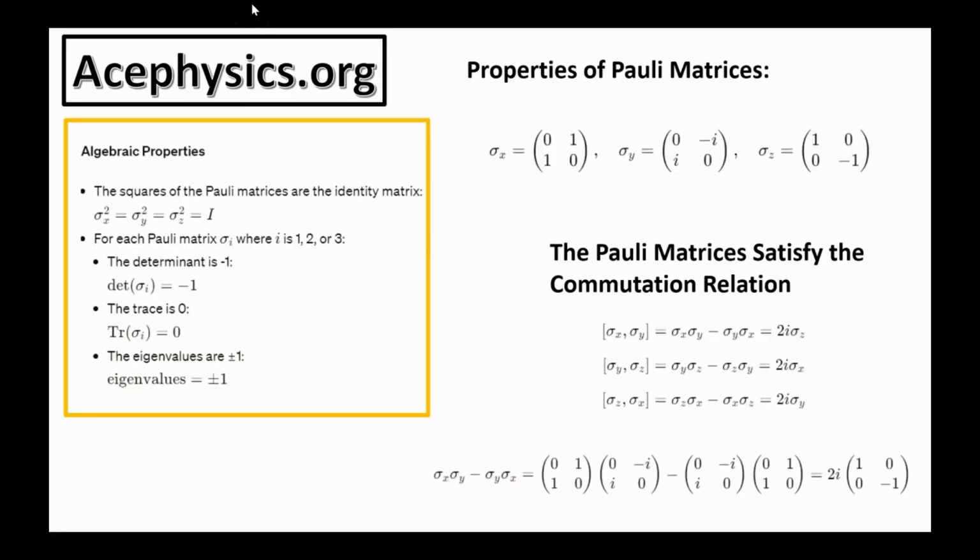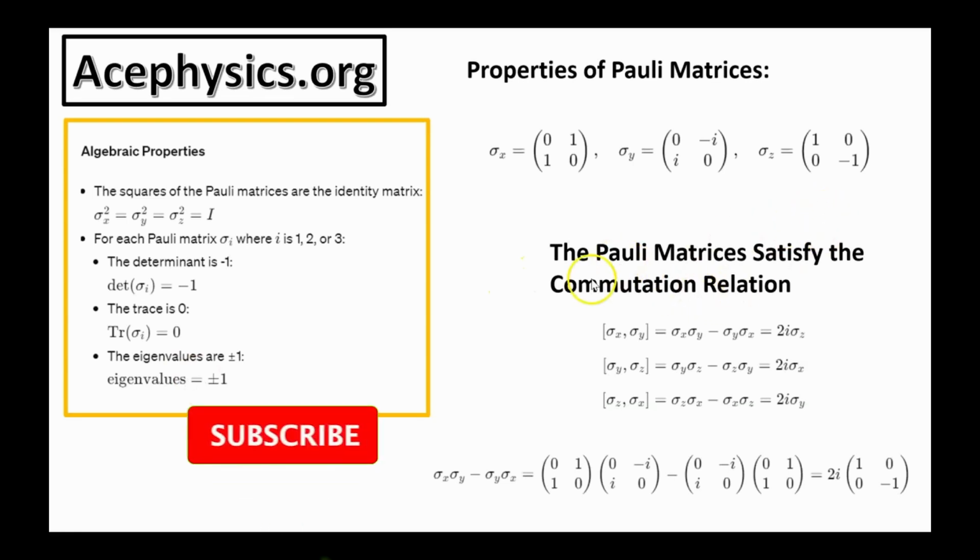On this slide, I'm going to list the properties of the Pauli matrices. The square of the Pauli matrices is equal to the identity. For example, sigma x squared is equal to the identity matrix, sigma y squared is also equal to the identity matrix, and sigma z squared is equal to the identity matrix as well. All of the Pauli matrices have a determinant of -1. All of the Pauli matrices have a trace of 0, and they all have eigenvalues of plus or minus 1. They're unitary as well as Hermitian. Because they're unitary, they have to have unit eigenvalues.